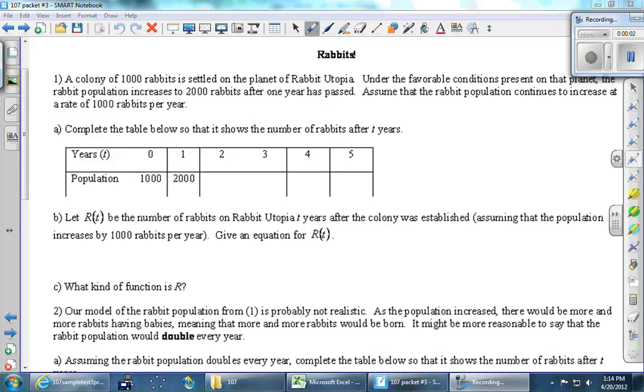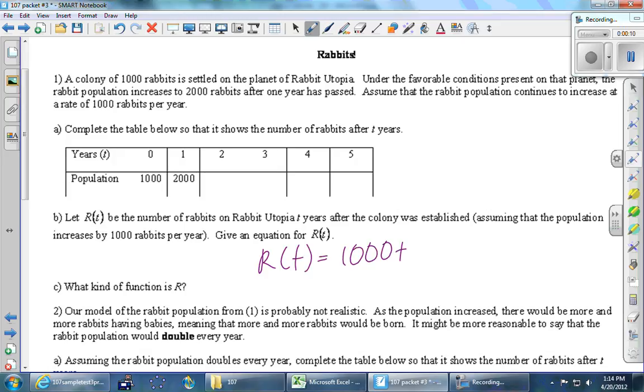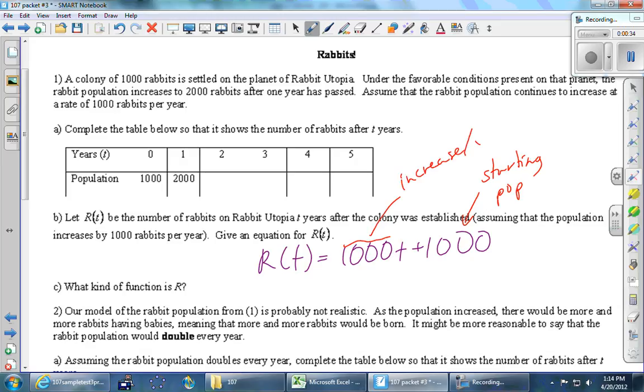First one I want to talk about. For the first table, what was the formula we came up with? R of t equals? Everyone buy it? 1000t plus 1000. These thousands mean different things. What is this 1000 right here? Yeah, that's a starting population. Started with 1000 and then we added some stuff. What is this 1000 right here? Yeah, increase per year, or the rate. So we gained 1,000 rabbits per year. We also happen to start with 1,000 rabbits, but they mean very different things.